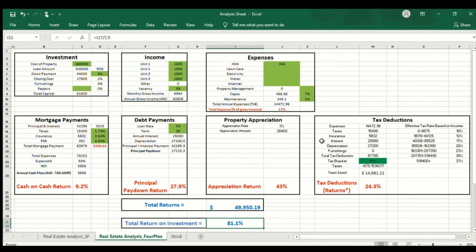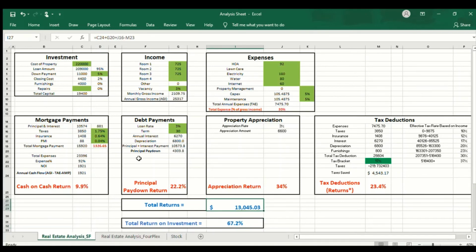So finally, we're going to do a stock market analysis. We're going to use the single family home. Going back here, you can see for the single family home, total capital investment was $19,400. Now we're going to assume that we take that $19,400 and purchase an ETF. We're going to use the S&P 500 index, and we're going to purchase that with that capital.